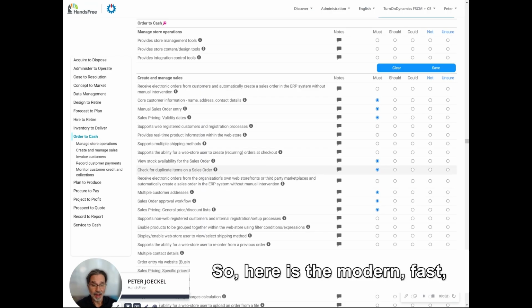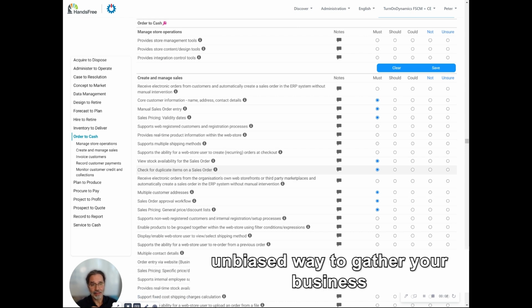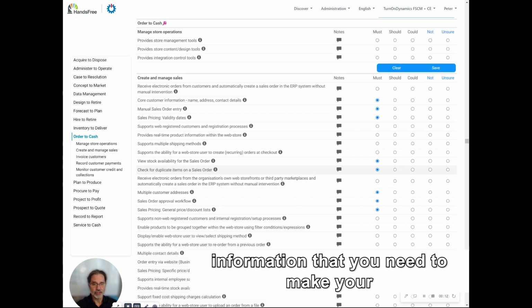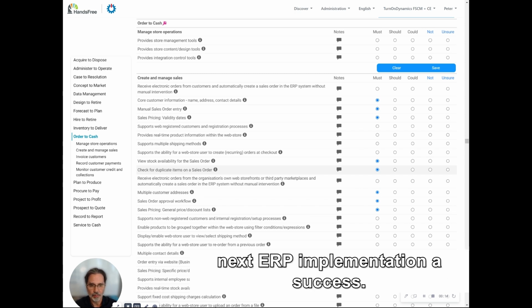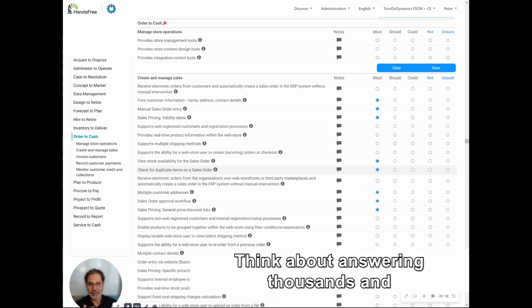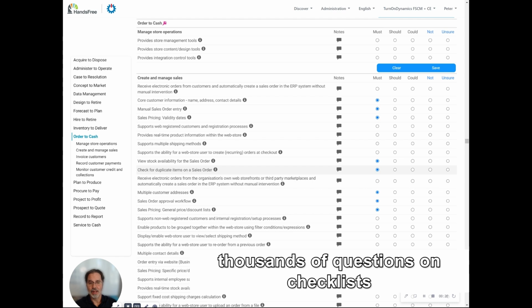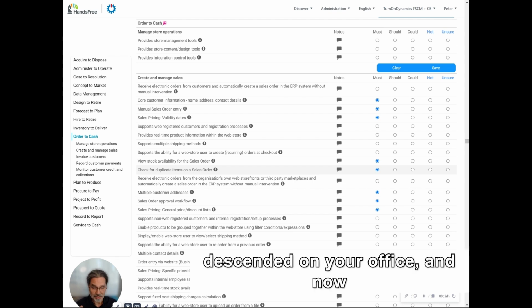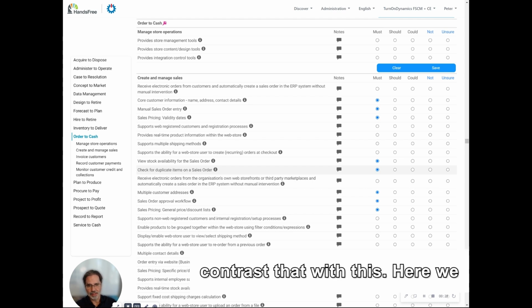So here is the modern, fast, efficient, data-driven, and unbiased way to gather your business requirements for that critical information that you need to make your next ERP implementation a success. Think about answering thousands and thousands of questions on checklists from a swarm of consultants that has descended on your office, and now contrast that with this.